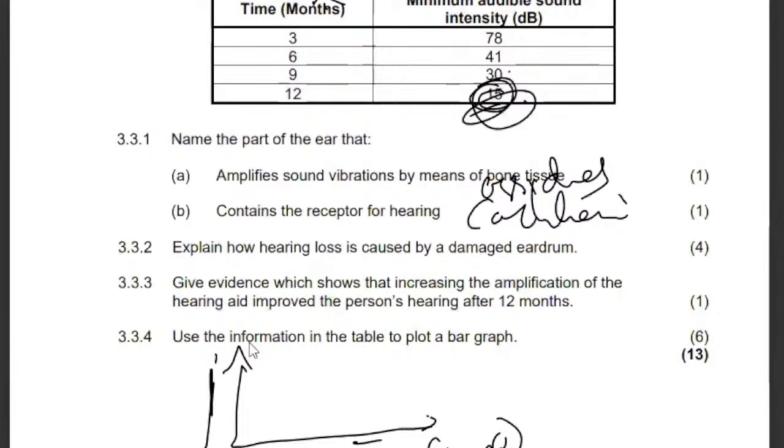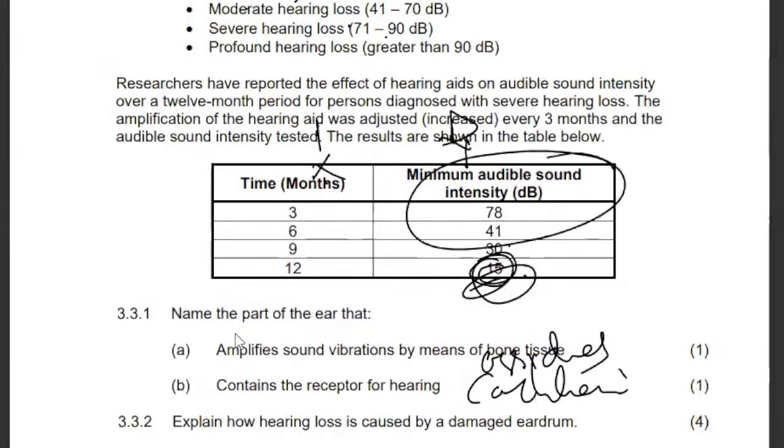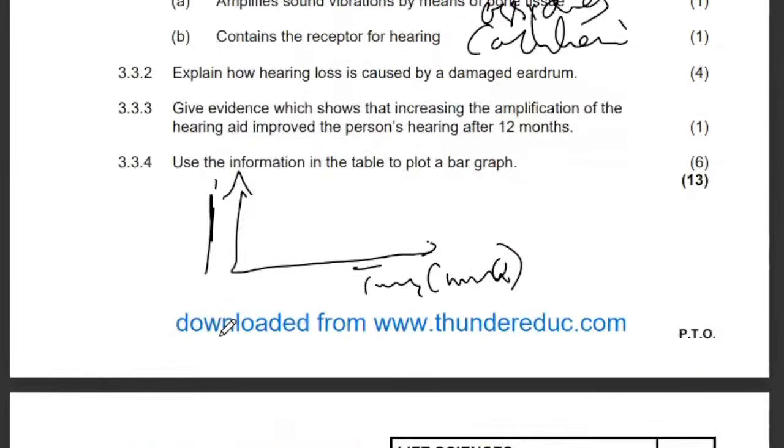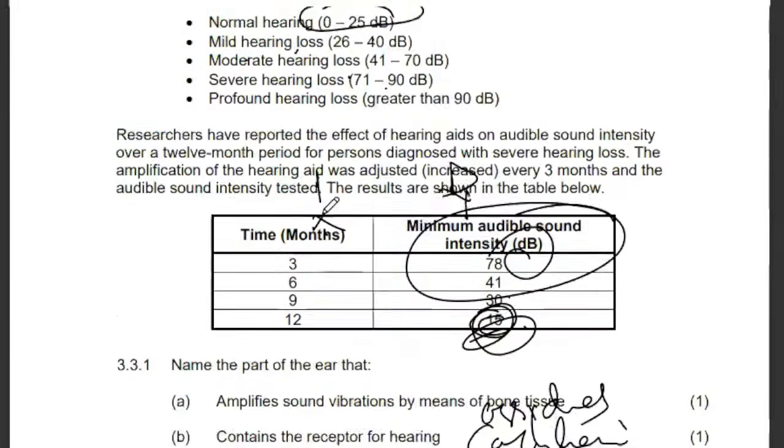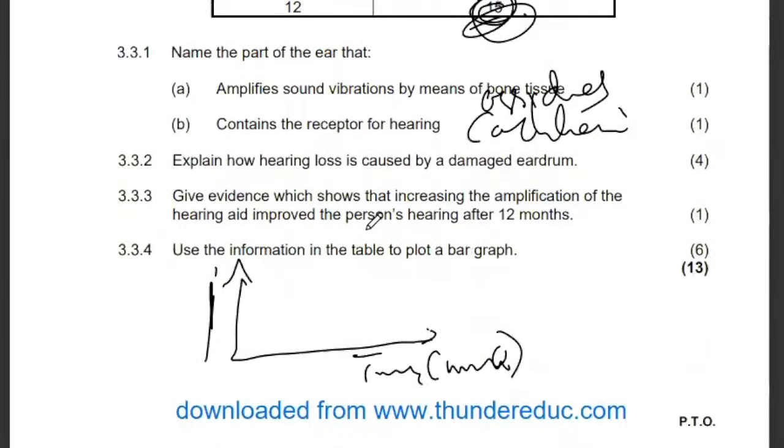Don't make it a shortcut. If students must be there, don't make it a shortcut. And then after that, you start plotting that. You plot because they say to plot a bar graph.